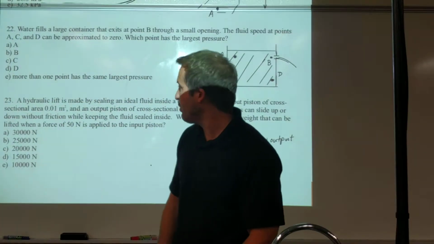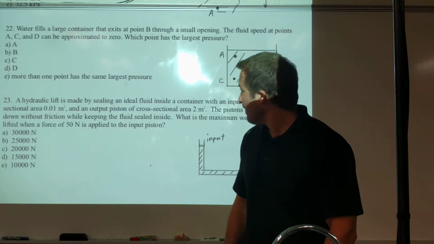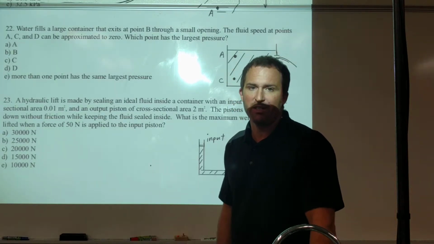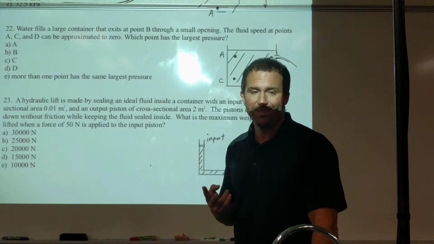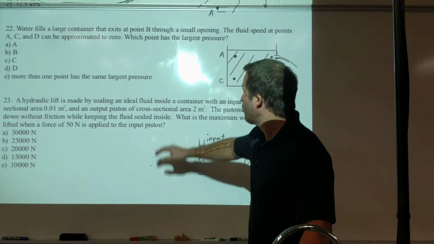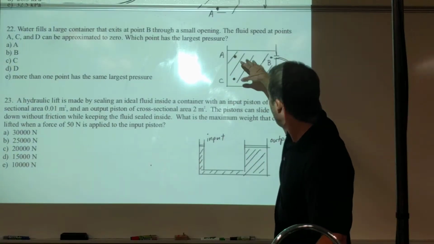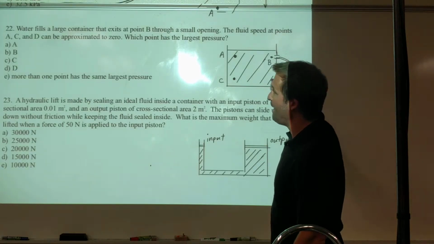All right, number 22, this is another fluid dynamics problem. And we're not going to do any calculation here, we're just going to treat it conceptually. There's going to be two ideas that we think about regarding the fluid pressure here. The question asks us, so we've got water inside this container here. It's spilling out through this opening.